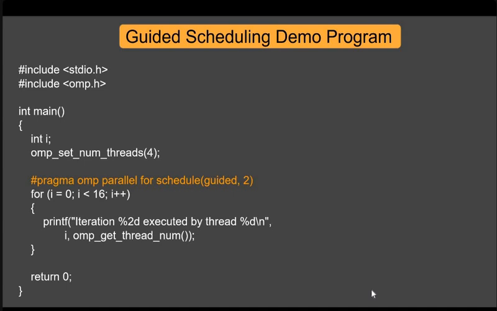In guided scheduling, however, I have 16 iterations that need to be performed. Whichever thread is faster, it will first take note of that, and instead of allocating two chunks, this time it will allocate a much larger chunk. So the one who comes first gets a larger chunk of work, and the minimum is 2. The 2 is the minimum limit of chunks that will be allocated to any thread.